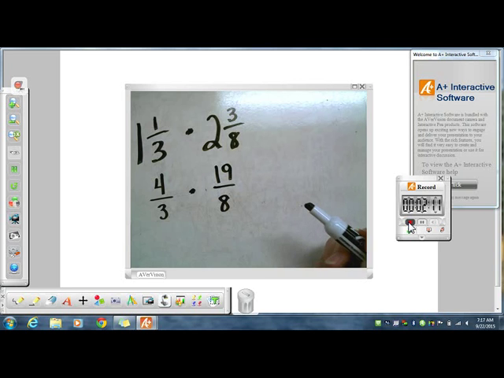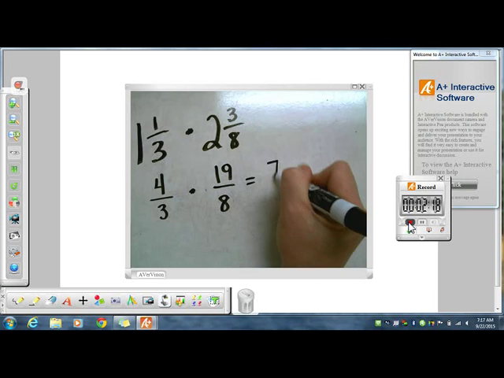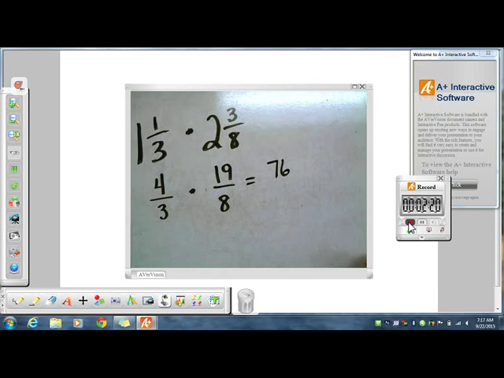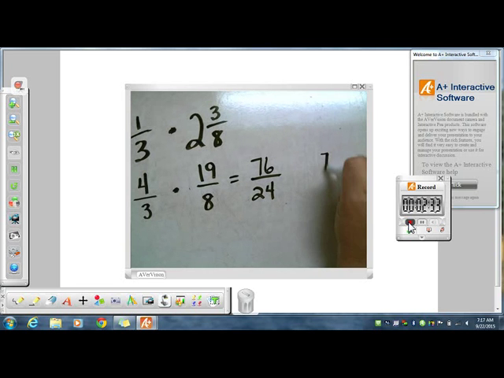Okay, well now I'm ready to multiply. I'm going to take 4 times 19 to get 76, okay, and 3 times 8 to give me 24. Well, I can see that I have to simplify this one because my numerator is larger than my denominator. So I'm going to go ahead and divide that.